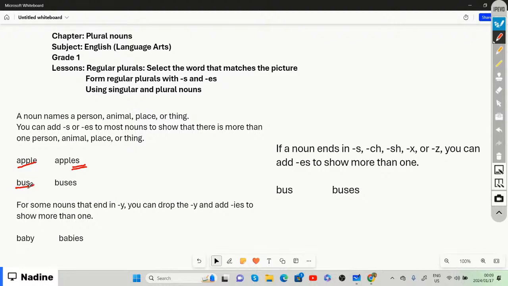The same with bus. We have one bus. But as soon as we want to make mention of more than one bus, then we say buses and we add an ES to show that there is more than one bus. So one apple shows singular, but the plural form, meaning if we want to make mention of more than one apple, will be apples, and we just added an S to the word apple to show the plural form of that noun.